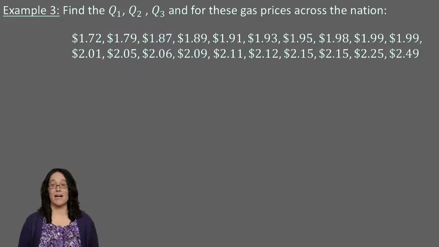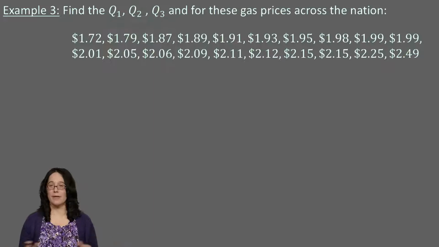It says find quartiles 1, 2, and 3 for these gas prices across the nation. It looks like these were from a previous time when gas prices were low. $1.72, $1.79, $1.87, $1.89, $1.91, $1.93, $1.95, $1.98, $1.99, another $1.99, $2.01, $2.05, $2.06, $2.09, $2.11, $2.12, $2.15, $2.15, $2.25, and $2.49. So again, they've done us a huge favor.